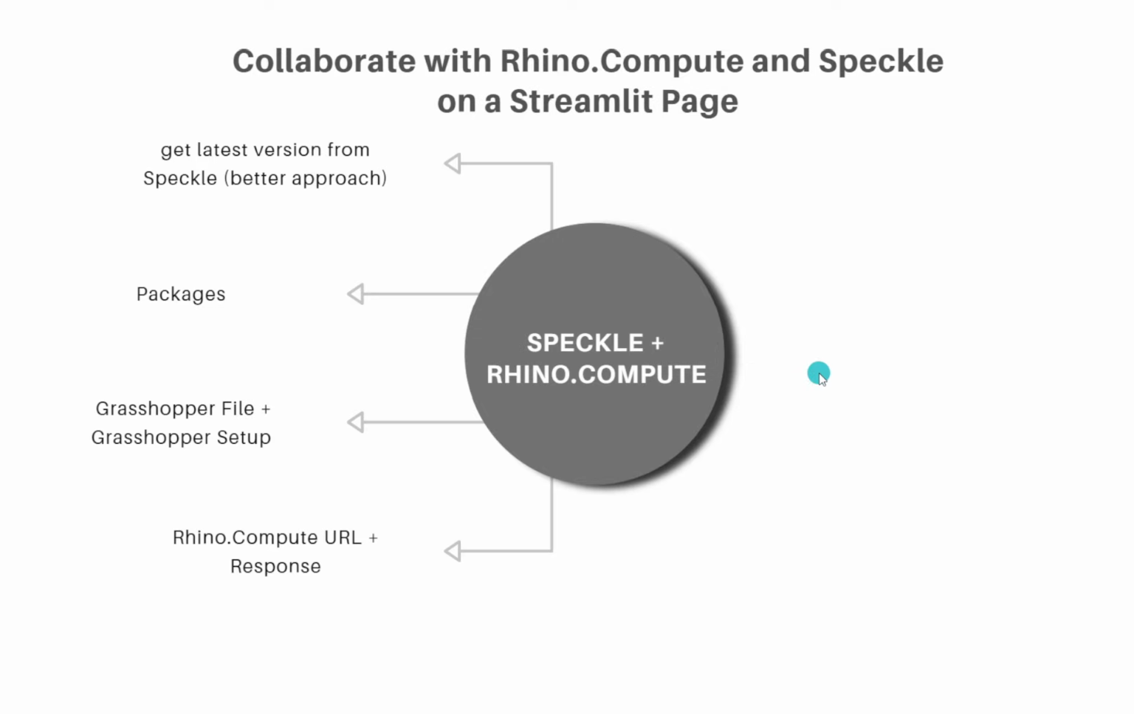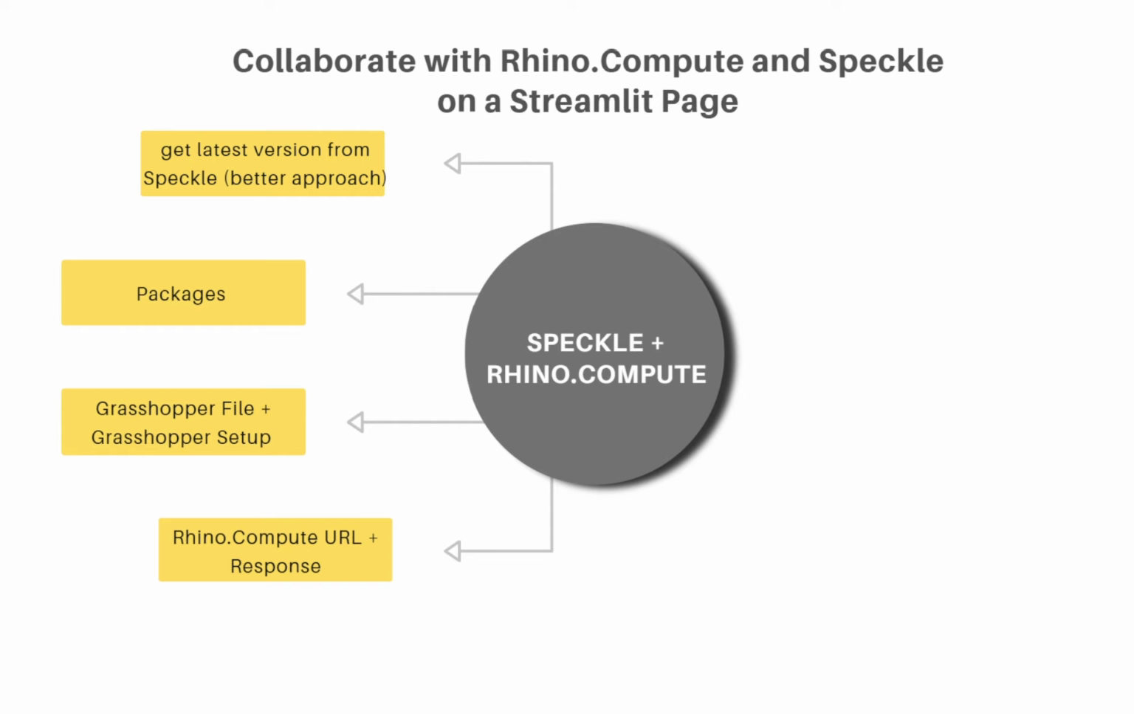I will consider explaining the process of getting a request from Rhino.Compute in the following steps. First, I will get the latest version, and then we can see which packages are necessary for the process. We will also define the Grasshopper definition and the important Grasshopper setup. And lastly, I will establish the connection between the Rhino.Compute URL and the response received on the Streamlit page. So let's go ahead.